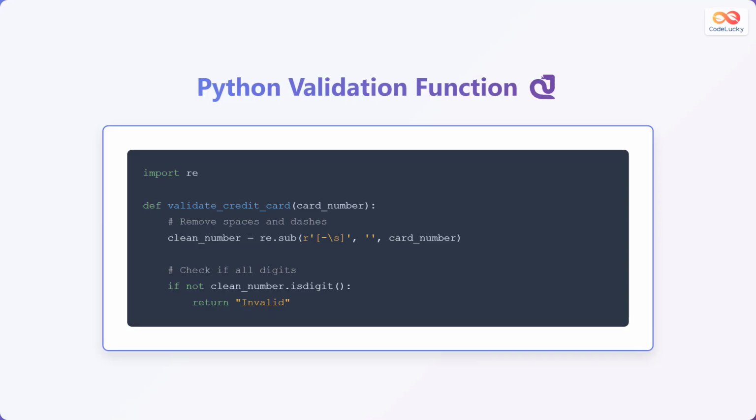Let's discuss a Python function for validating credit card numbers. First, import the module for regular expressions. Define a function called validateCreditCard, which accepts the card number as an argument. Then remove any spaces and dashes from the card number using re.sub. Next, we check if the cleaned card number contains only digits using the isdigit method. If not, we return invalid.